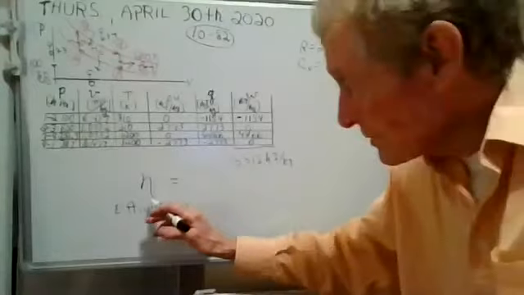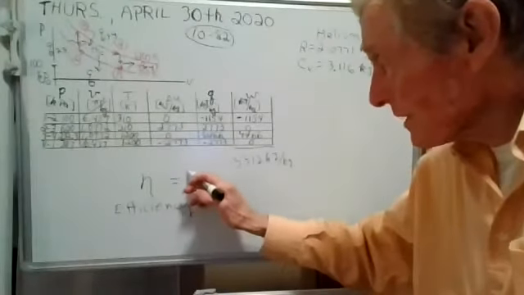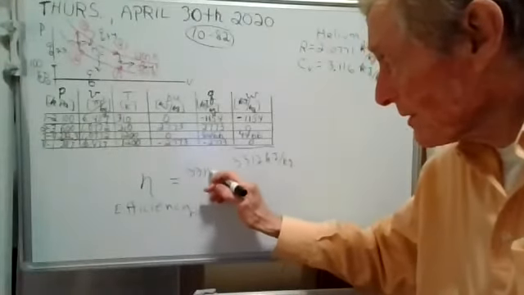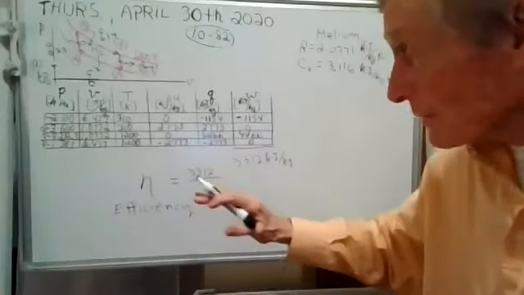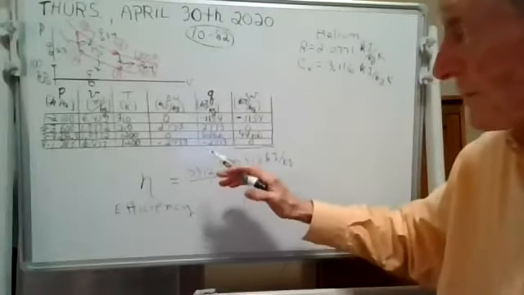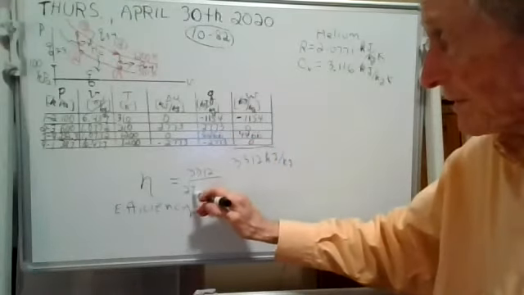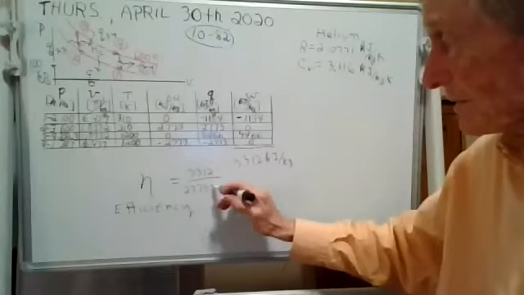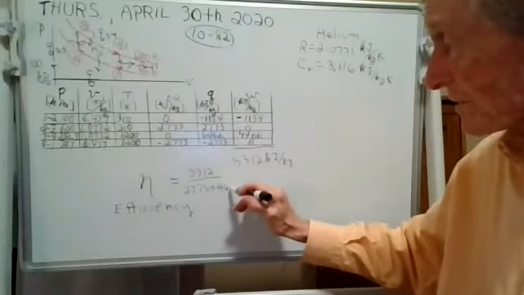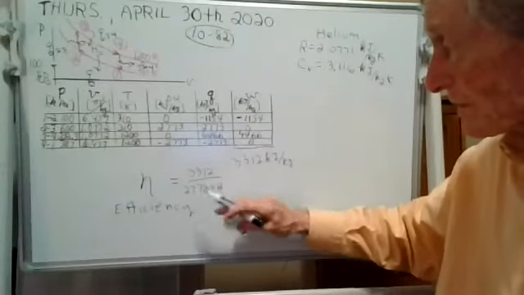But if you want the efficiency, you have to take the net work and divide by what costs you money. Now, what costs you money are both of these. You have to put both of these in here: 2773, 4466.